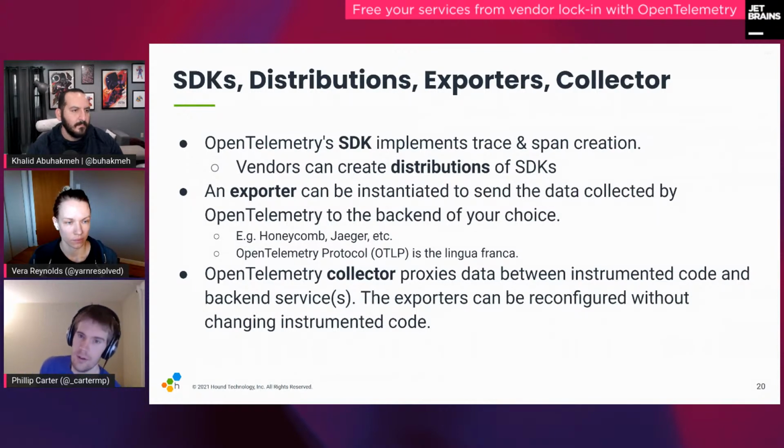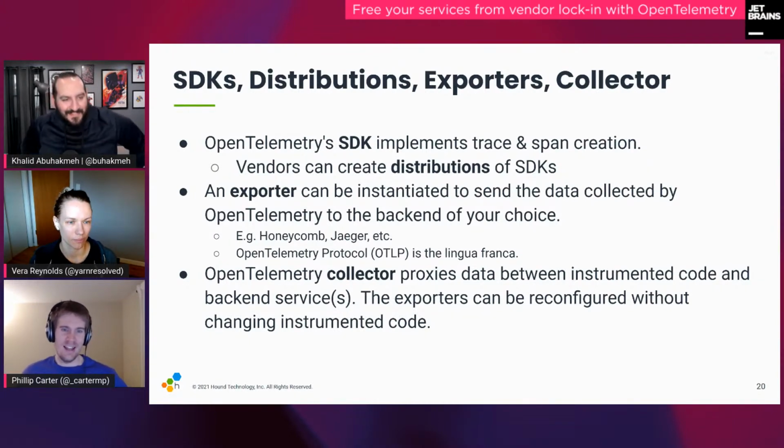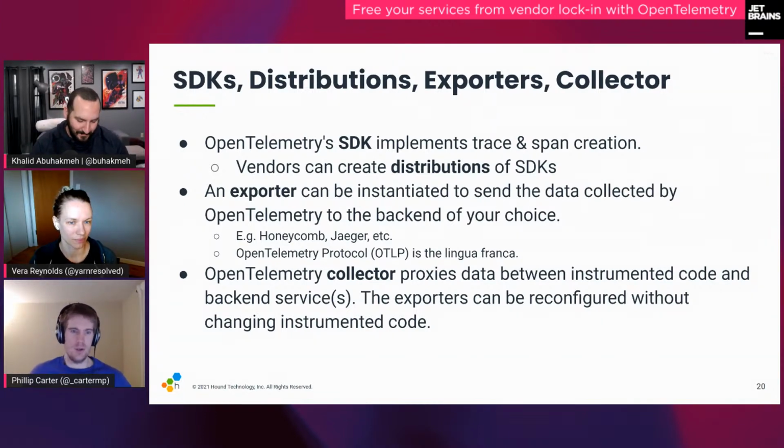So now there's SDKs, distributions, exporters, and collectors. Apologies in advance for the heavy concept count. Not expecting you to memorize this. This is all on the website OpenTelemetry.io, and you can read about this there. But an SDK is pretty much what you would expect it to be. It wraps the API. It does useful stuff. That's what you use.